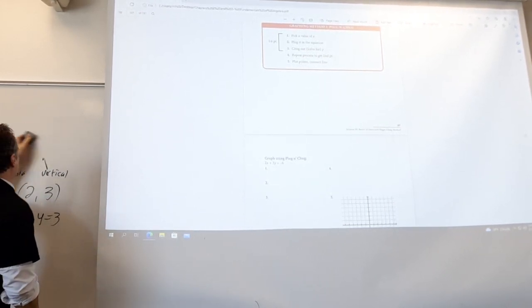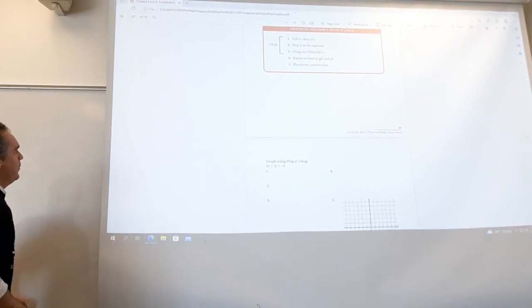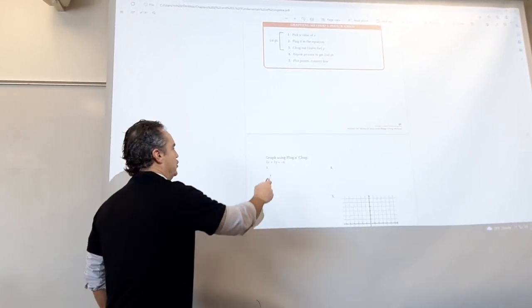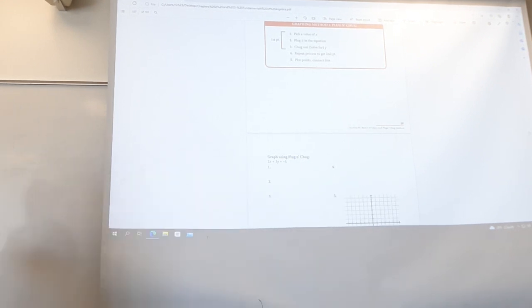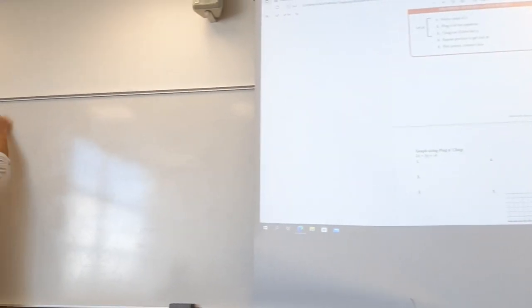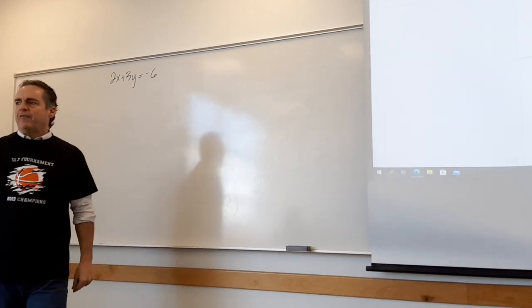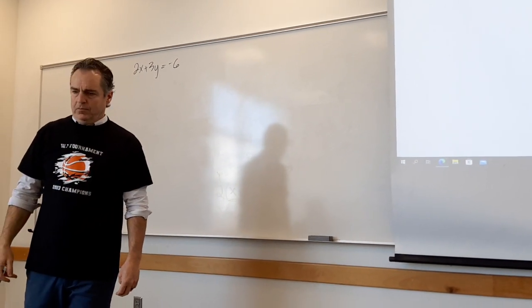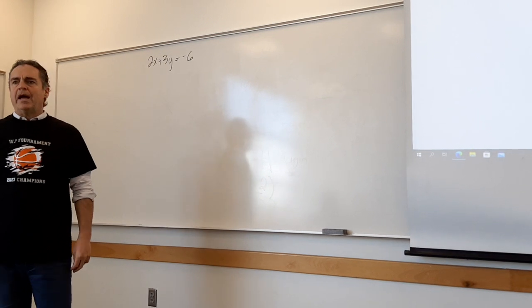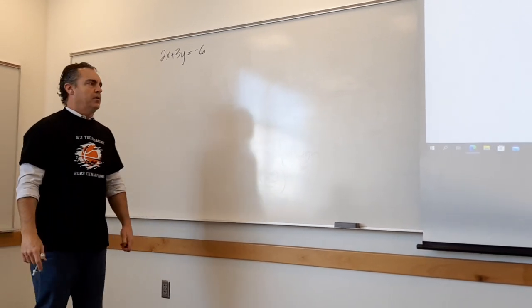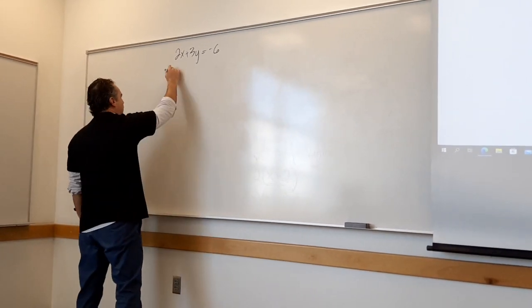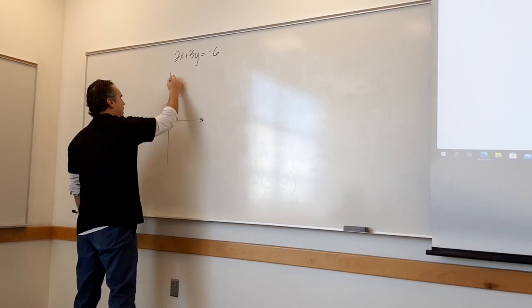Check it out. We're being asked to graph the equation 2x plus 3y equals negative 6. Now, do you need to buy graph paper? No. If you like it and it makes you happy, you're all about it. But all you've got to do is just draw.